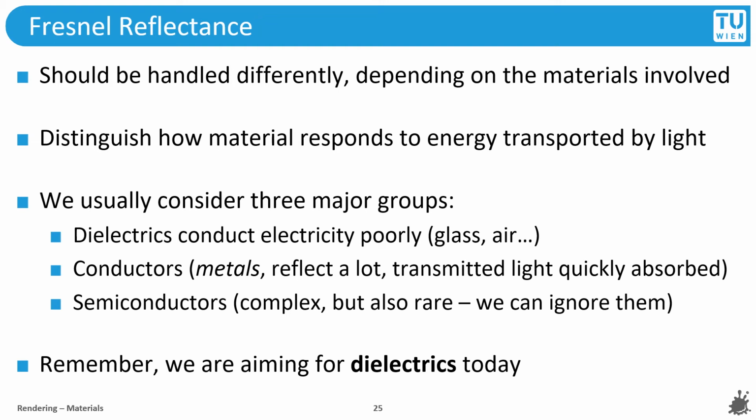The way that we can use Fresnel reflectance differs depending on what kind of material we are looking at. It makes sense to distinguish three different categories of materials to model how they react to the energy in the light that hits them and the resulting models. The first group of materials are dielectrics, which cannot conduct electricity well, such as glass or air, so they let most of the energy just pass through. Conductors, on the other hand, conduct electricity very well, so the energy of light that is not reflected is taken up by the material, for instance by a metal.